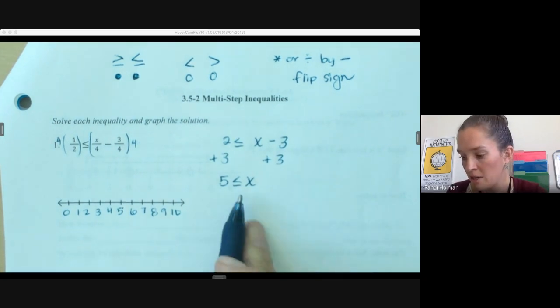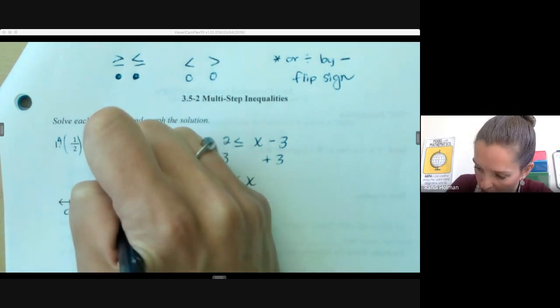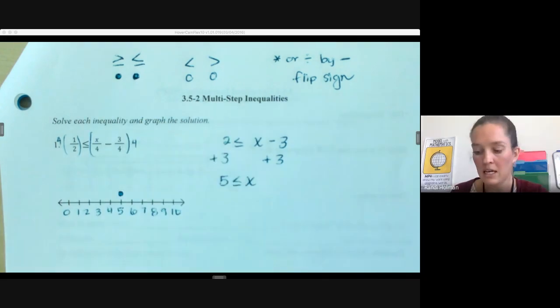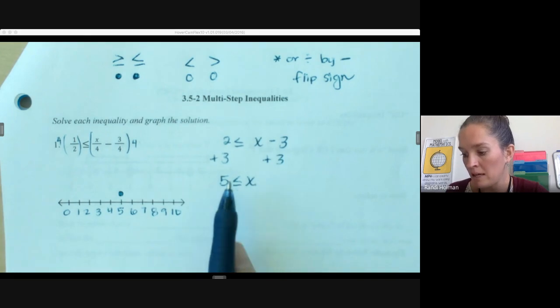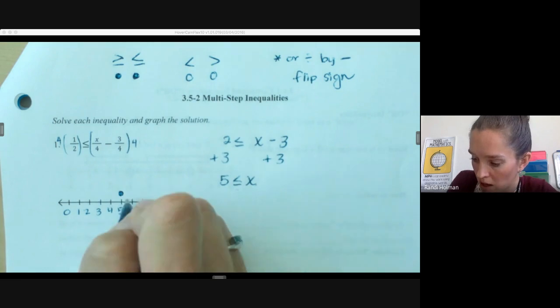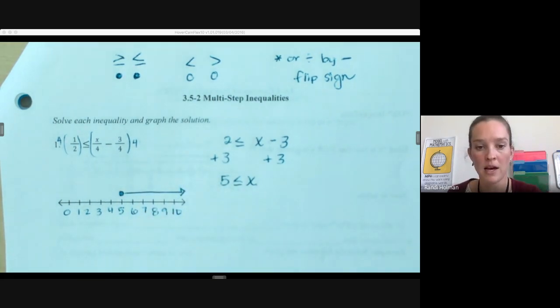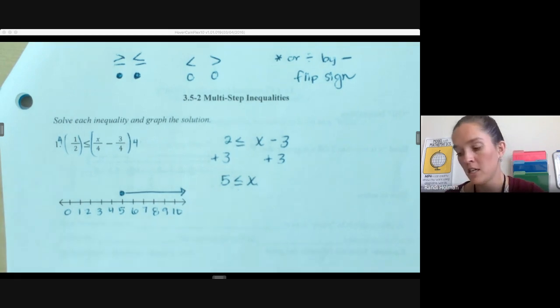At 5, we have this or equal to, which means we are going to have a closed circle at 5. It can equal 5. That's included in our solutions. And then how does your variable relate to 5? Your variable is the larger thing. So where are larger numbers on your number line? They are over here to the right. So all of those values over there are solutions to this inequality. 10, 300, 6, 5.1, 5, any number to the right of 5 on our number line is a solution.